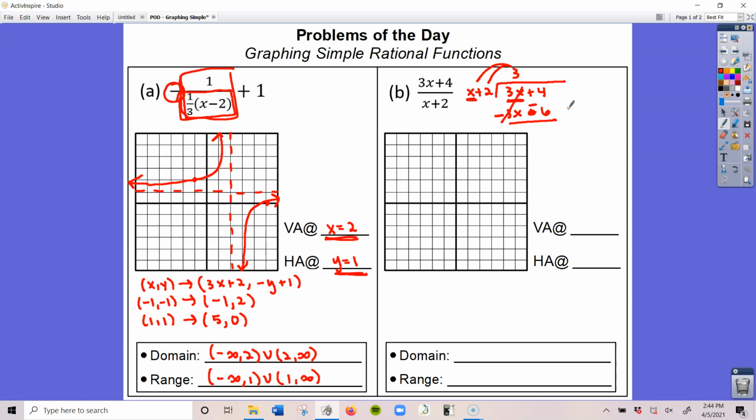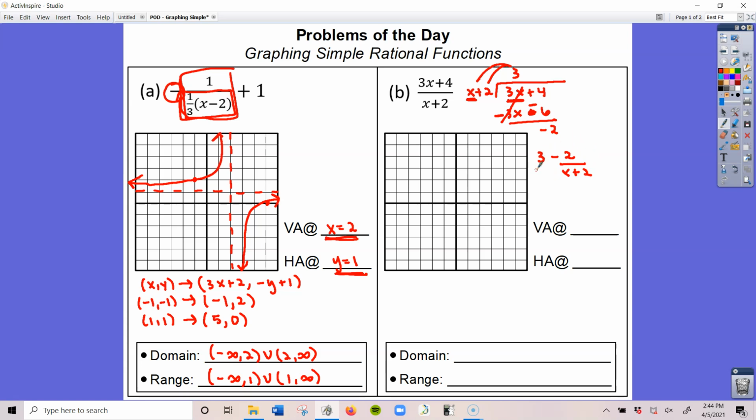The 3x's will cancel, and 4 minus 6 is -2. Now when we're writing our answer, we always write what we got, so 3. Then we add the remainder, which is -2, and put it over what we divided by, which is x plus 2. Now this is starting to look better, but it's not quite right yet.